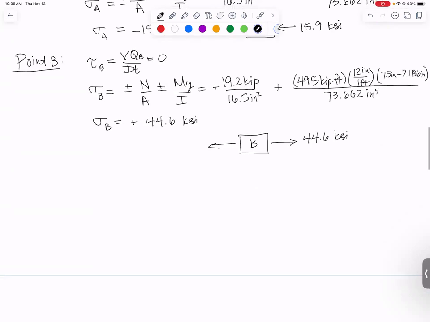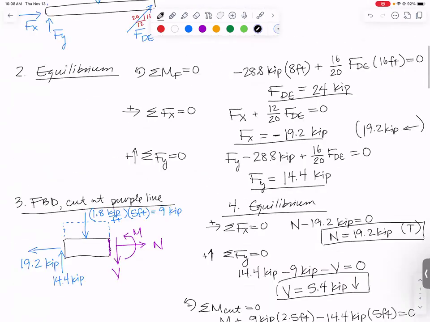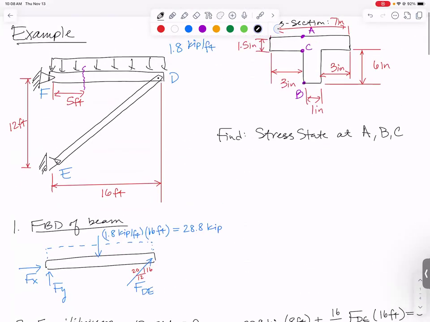Let's do point C. This is the hardest one because it does have shear stress. At point C, let's first do the shear stress at C. Well, it's going to be V times Q at C over I times the thickness. I don't know if it made it really clear in the original picture where point C is. It's right at the junction between the bottom and the top of the T-shape where the thickness jumps from little 1 inch to giant 7 inches.